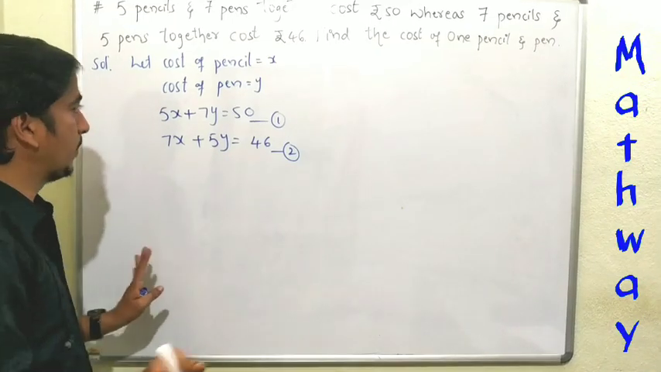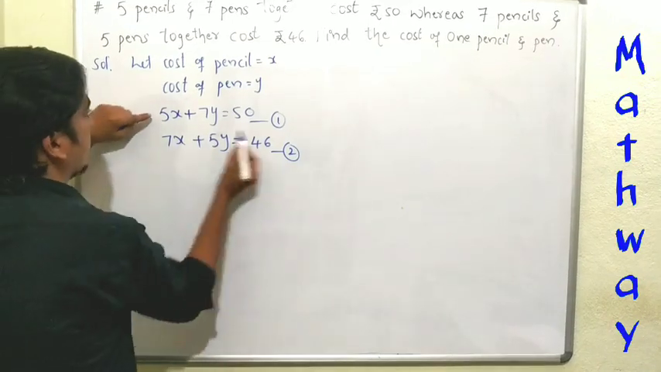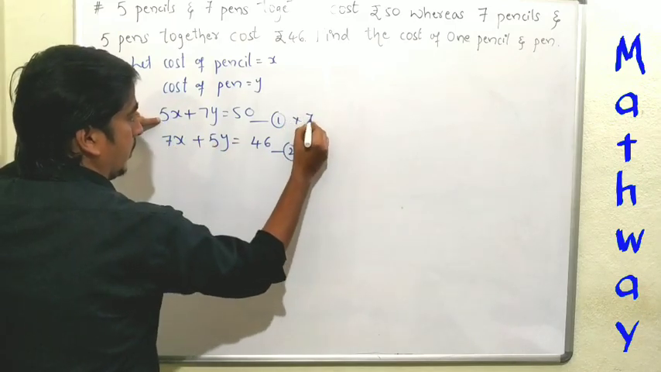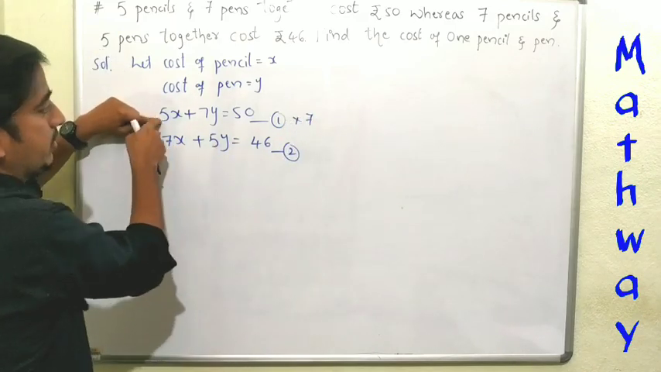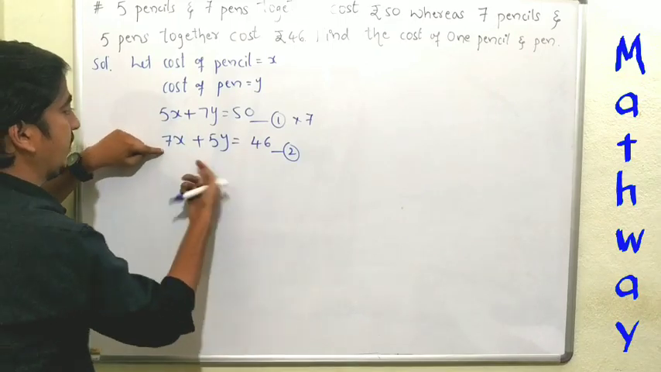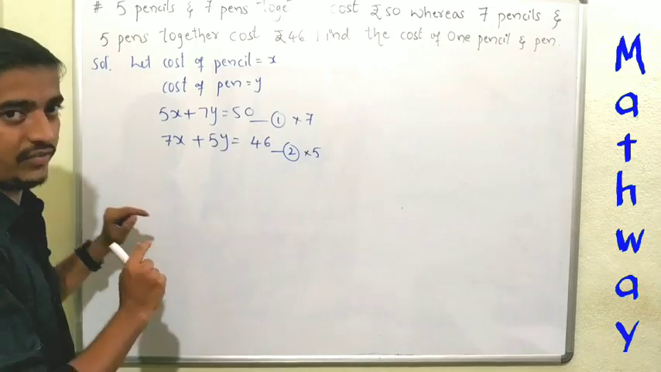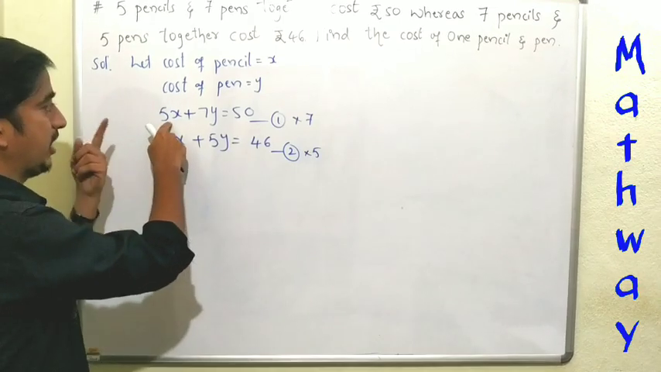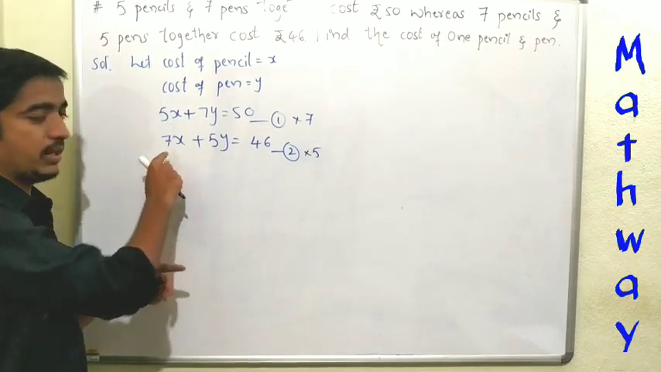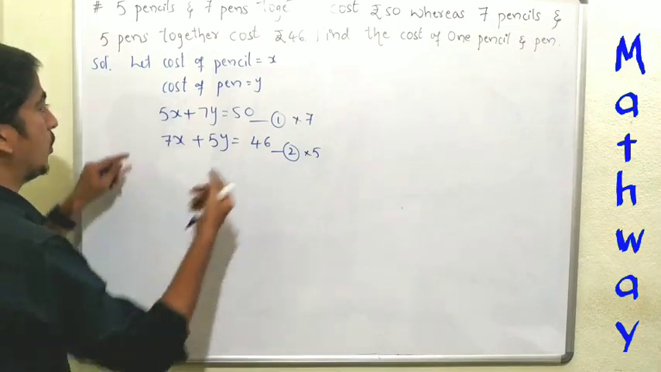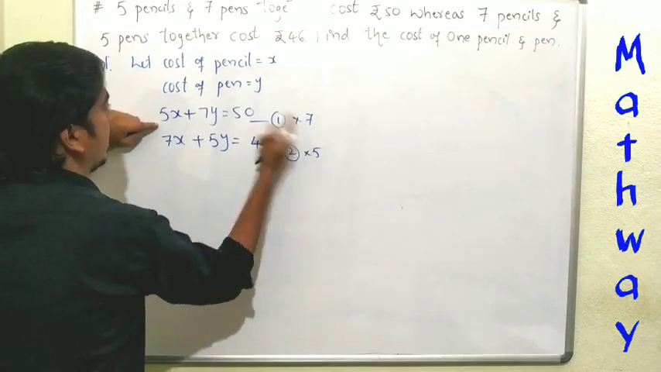So what I am doing here is multiplying the first equation by 7, because 5 times 7 is 35, and the second equation by 5, because 5 times 7 is 35. Then the first term becomes 35x and the second term also becomes 35x. Then both will get cancelled, so the x term will be eliminated. So multiply the first equation by 7.